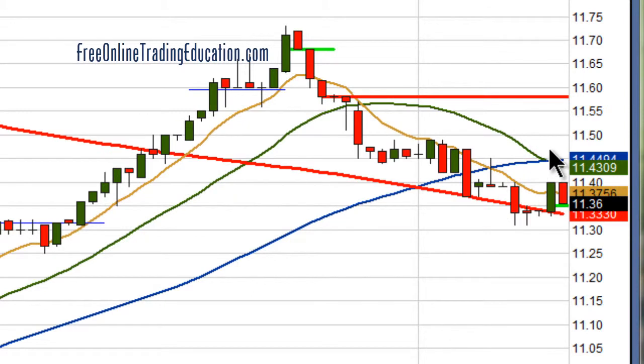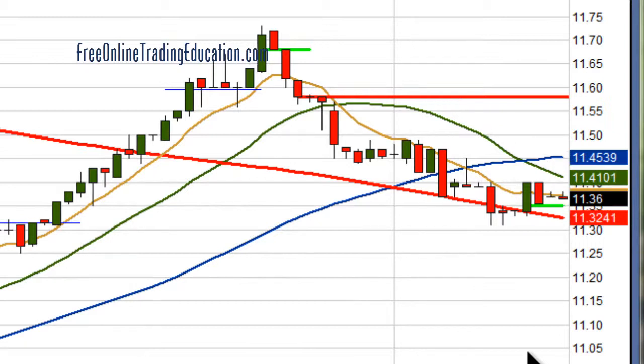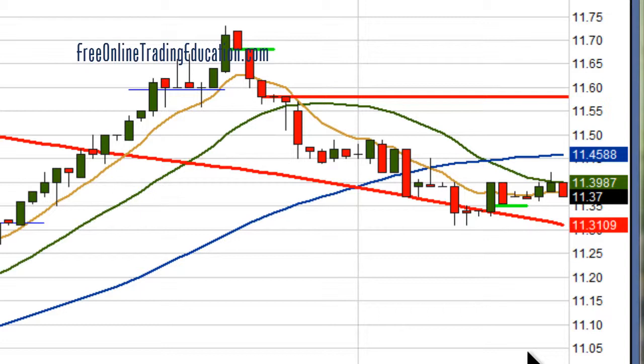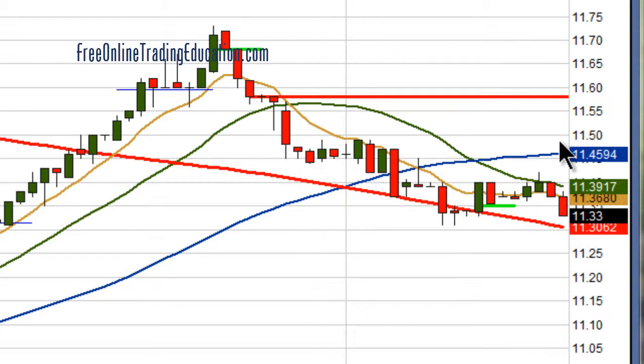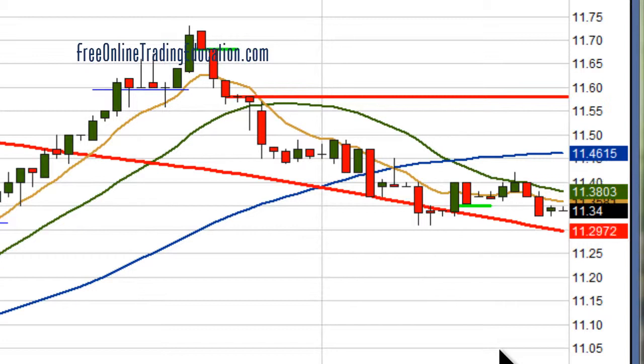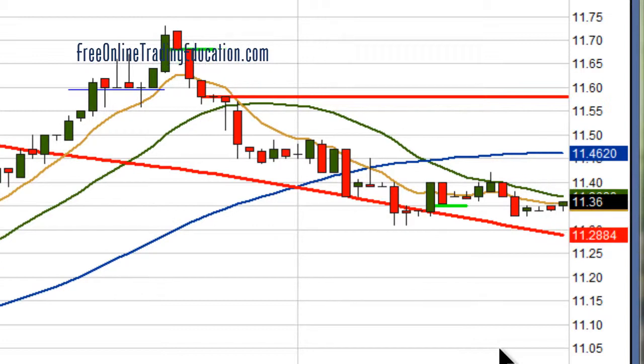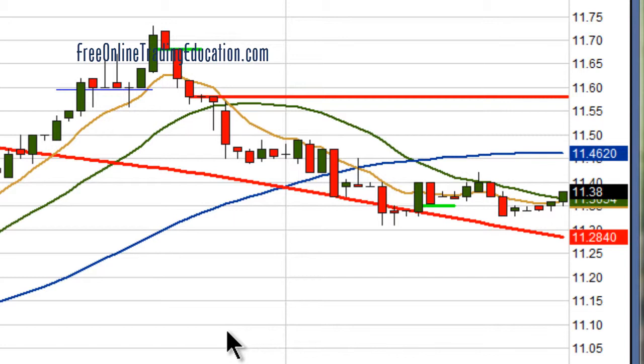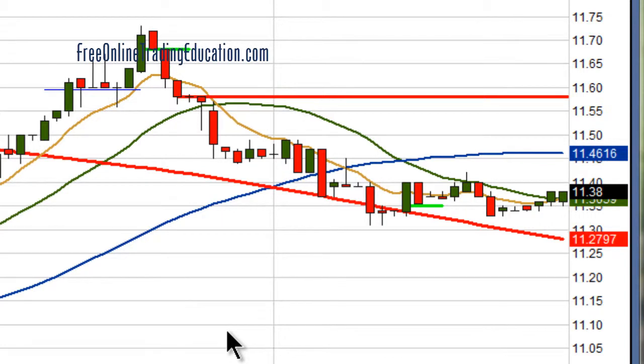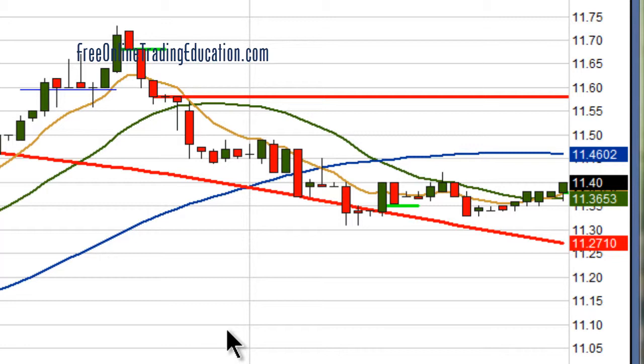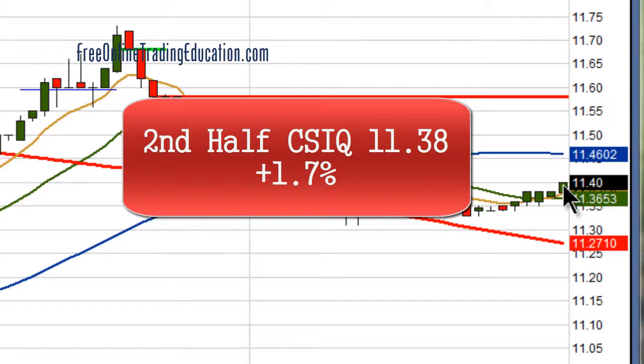Pulling my stop down here just above the 50 moving average. Let's see what happens. Okay, it's low basing. Now this 20 is into play here, so I'm moving my stop down just above the 20 moving average. It's holding. Great. Come on now, the volume is disappearing because it's lunchtime. Come on now, what's going to happen here? And it ticked me out. It was just above, right here, at $11.38 on the second half for 1.7% on that second half.